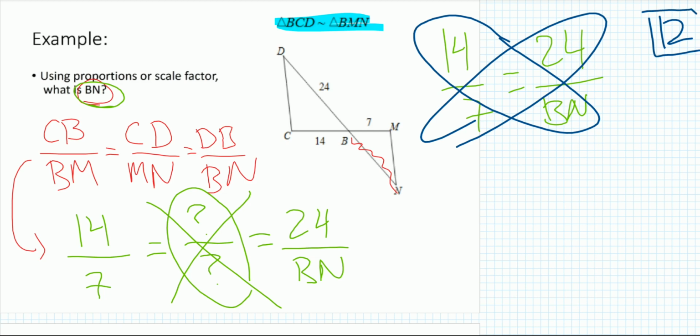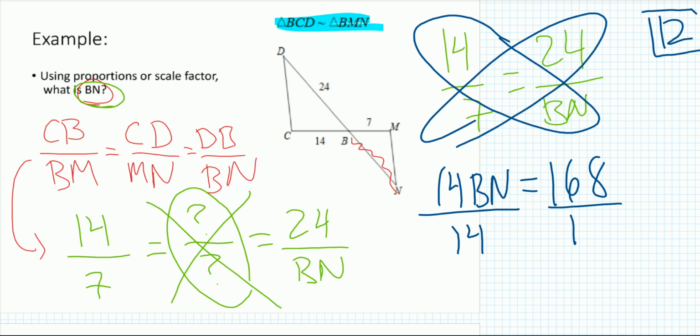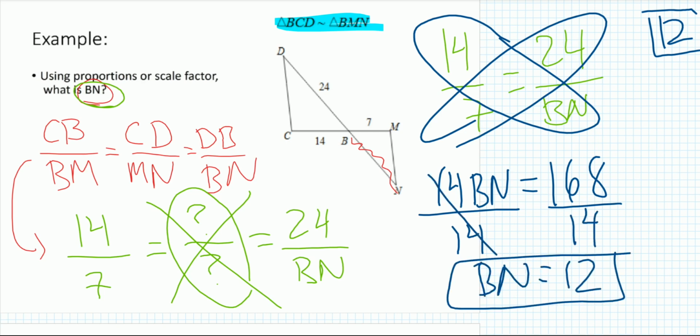For those of you that aren't there, what we can do is solve this problem by cross multiplying. So we get 14bn, because that's what we're trying to solve, and then 7 times 24. I need a calculator for that because I don't know it. So 168. And then we can divide by 14. There you go. So bn is equal to 12.